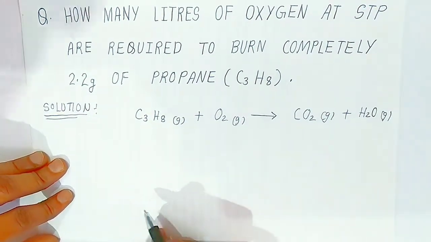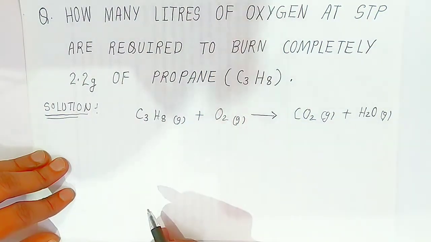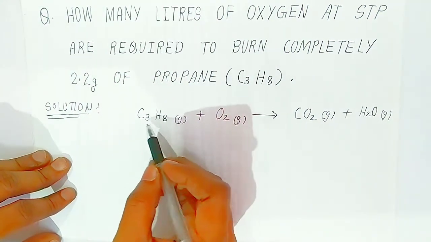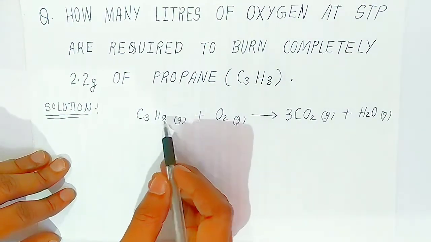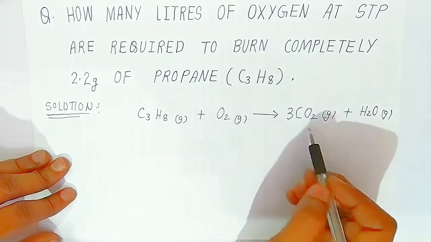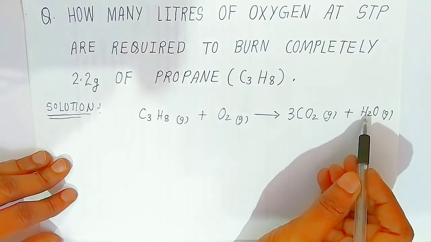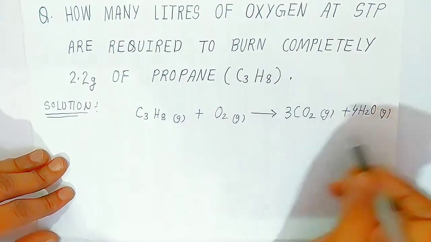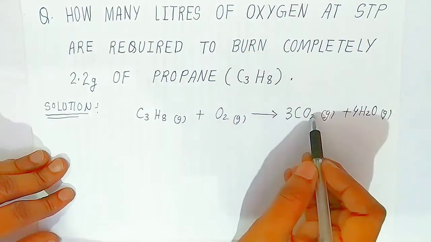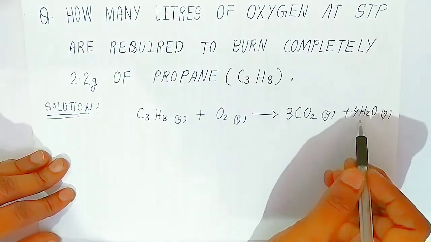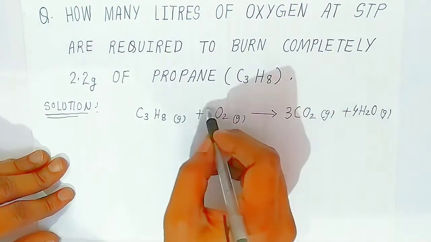Now students, we are going to balance the carbon first. Here on the reactant side we have 3 carbon, product side only 1 carbon, so to balance it will become 3, correct? Hydrogen, students: the reactant side is 8 and the product side is only 2 hydrogen, so to balance you have to put 4 here. Now we see the oxygen: on the reactant side only 2 oxygen is there. On this side we have 6 plus 4, that is 10. So to balance, you have to put the 5.